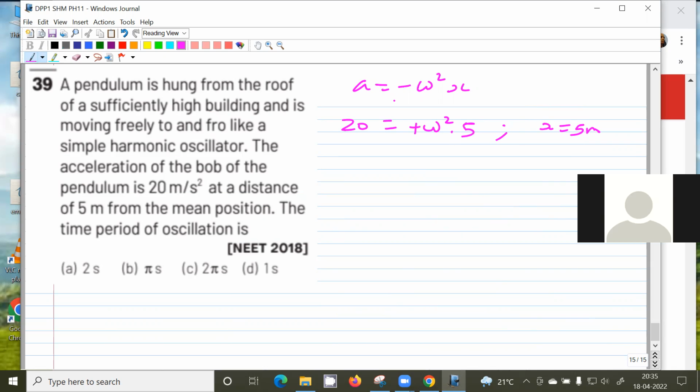Acceleration is a variable acceleration. So for this particular value of x, the corresponding acceleration is 20. So using that particular point, omega square is 4, so omega is 2, and then T is 2 pi by omega, which is 5.